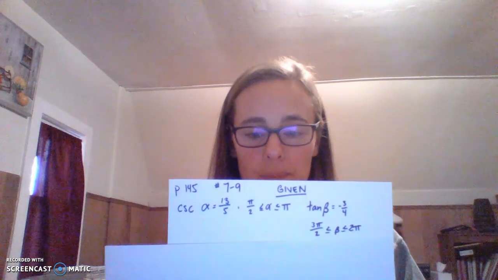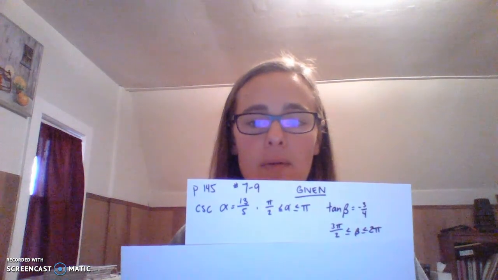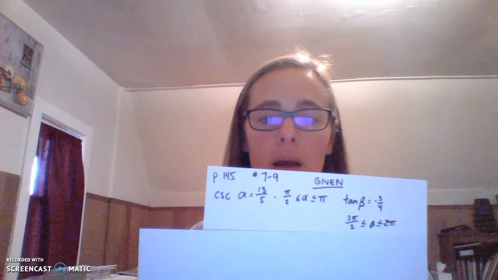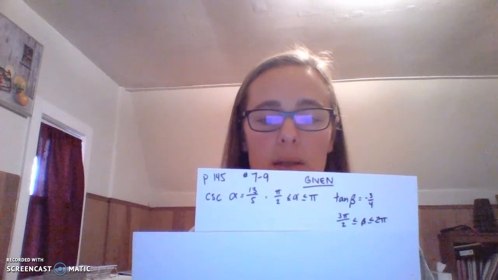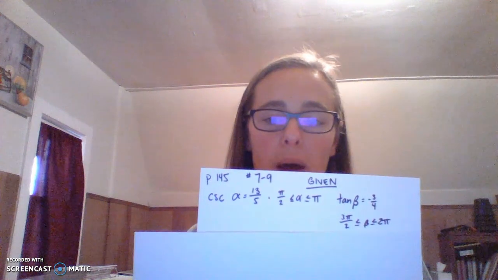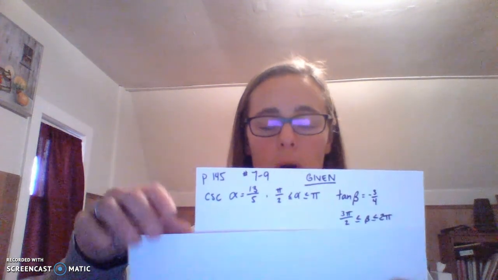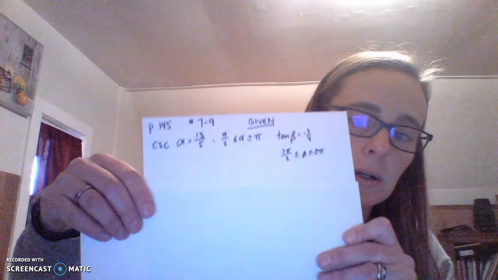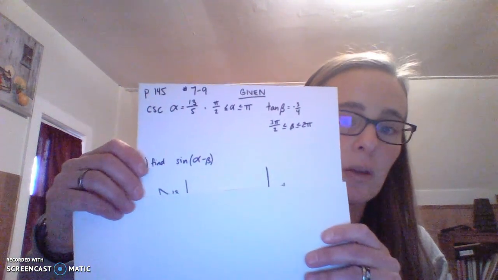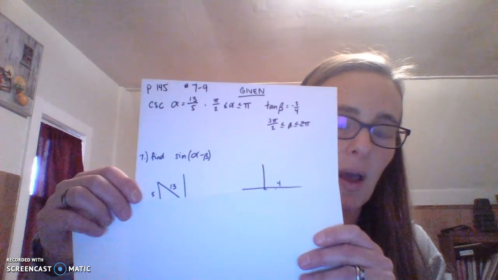So quadrant 2, and then we're given that tangent of beta is negative 3 over 4, and beta is between 3 pi over 2 and 2 pi. So beta is going to be in a different quadrant. Beta is in quadrant 4. That is what we're supposed to be finding with number 7: sine of alpha minus beta.